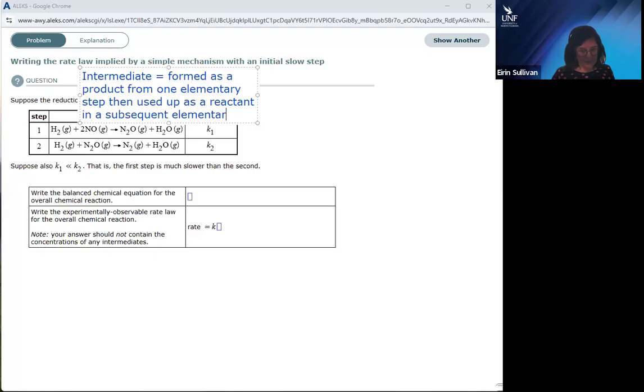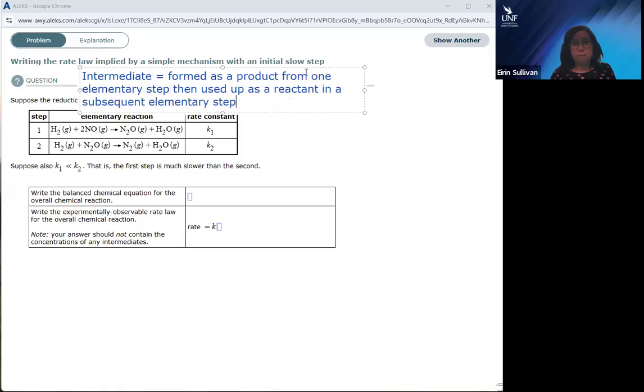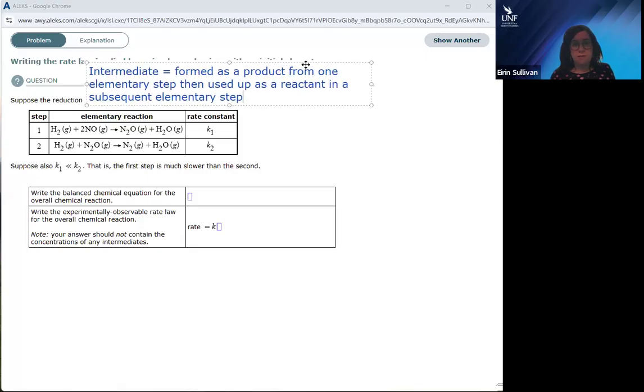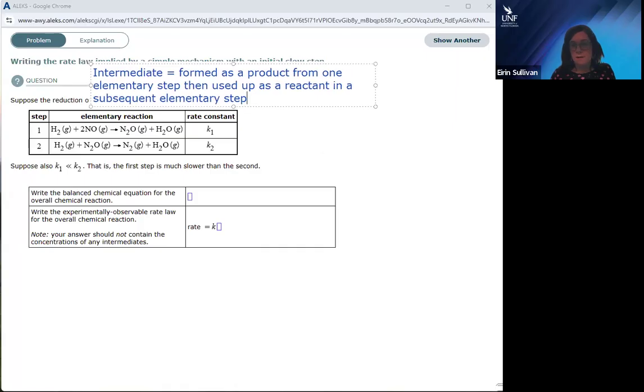So the key is that the amount of moles in your balanced chemical equation for each elementary step is going to cancel out the amount of intermediate. So I'm looking for something that's formed at the end of one step and then used at the beginning of the next step. So I can see that dinitrogen monoxide is formed at the end of elementary step 1 and then gets used up at the beginning of elementary step 2. So the key to balancing this is to make sure that the stoichiometric amounts of the intermediate, in this case the dinitrogen monoxide, are going to cancel out in the overall equation.